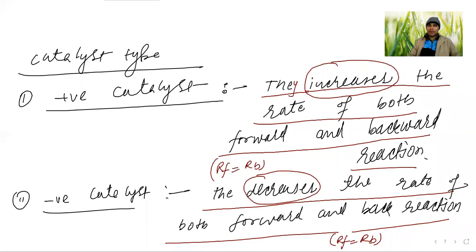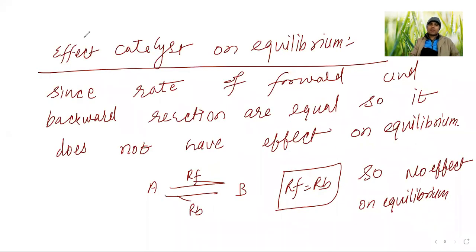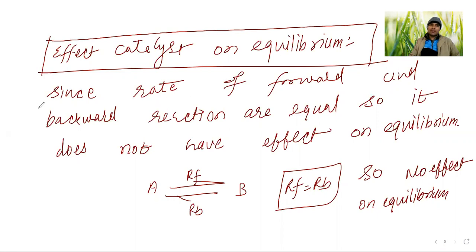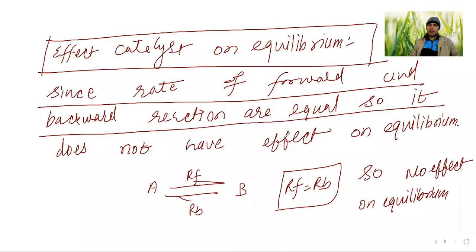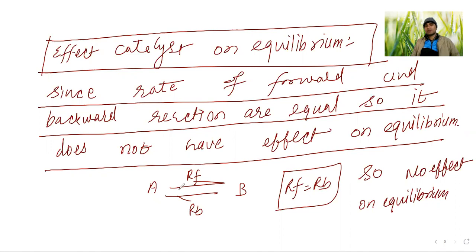Okay, this page. Positive catalyst means increasing the rate of both forward and backward reaction. Negative catalyst means decreasing the rate of both forward and backward reaction. So this page also please write down. Effect of catalyst on equilibrium: since the rate of forward and backward reaction are equal, it does not have an effect on equilibrium.